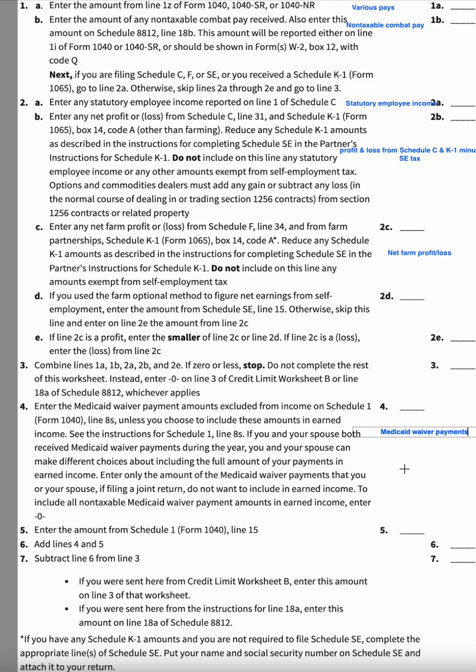For more information, we've written about this specific worksheet and all the other related worksheets in our article. You can find them on our website. Simply go to teachmepersonalfinance.com, type in Schedule 8812 in the search bar, and you'll see the in-depth article about the entire schedule and all 4 worksheets that are associated with it.